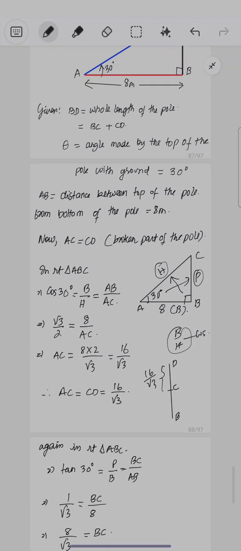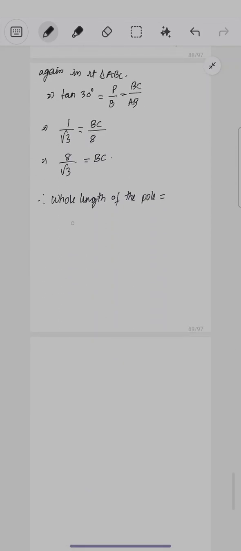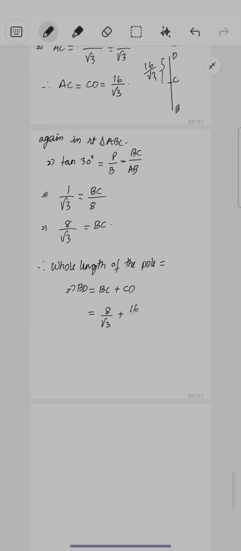Whole length of the pole is equal to what? BD equal to BC plus CD. BC we found is 8 by root 3, plus CD which is 16 by root 3.